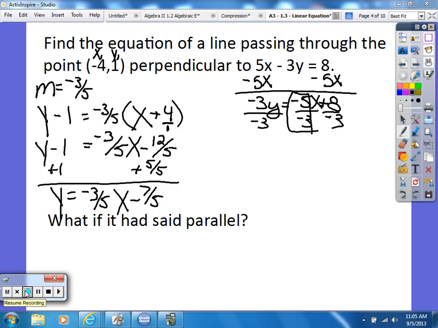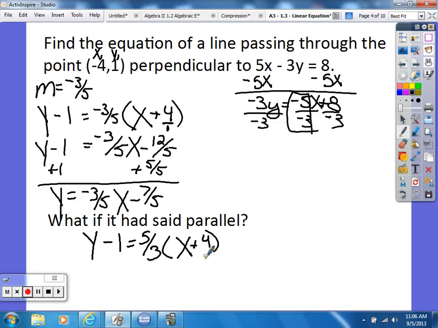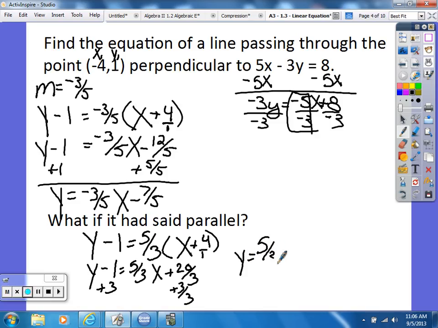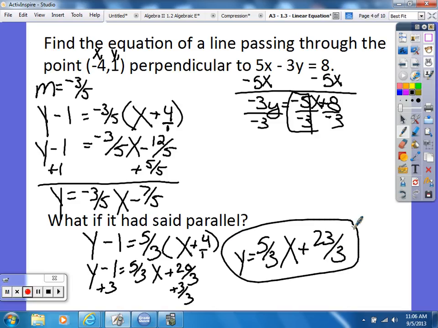So I'm going to go ahead and start this while you are still working at your seat with it. Y minus 1 again equals, but this time we'll use 5/3 x plus 4. So y minus 1 equals 5/3 x plus 20 over 3. Now when I add 1, I'm like adding 3 over 3. So y equals 5/3 x plus 23 over 3.